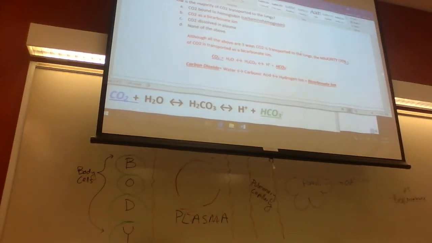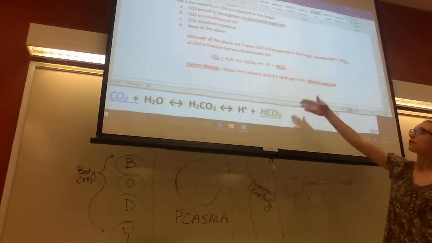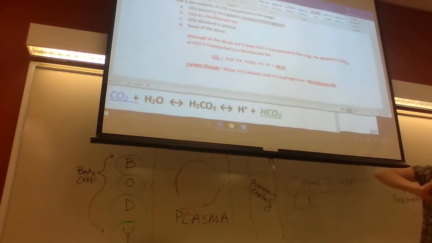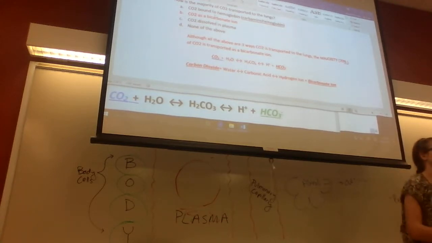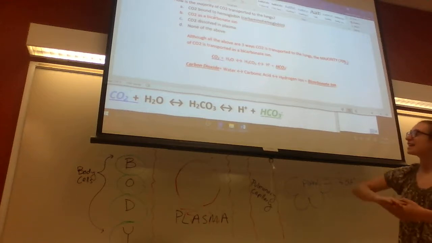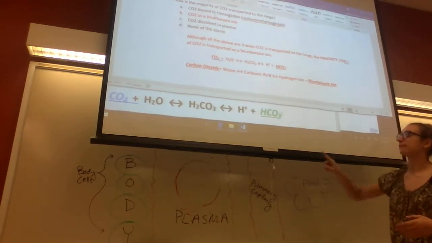And I'll put that picture as the thumbnail for the video, so if you want to look back at that. So how is the majority of carbon dioxide transported to the lungs? All of these are how carbon dioxide is transported to the lungs. All of these are pretty much true, but which statement is more true for the majority of carbon dioxide? It is carbon dioxide as a bicarbonate ion.